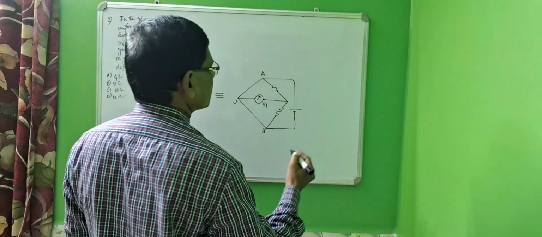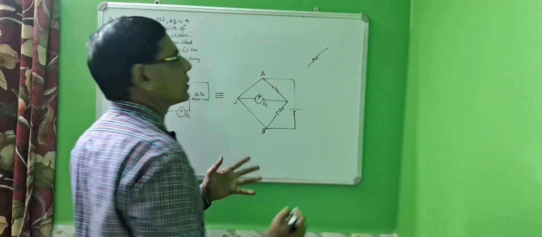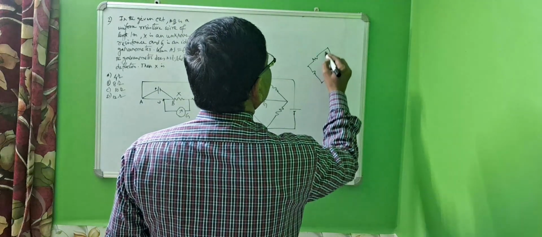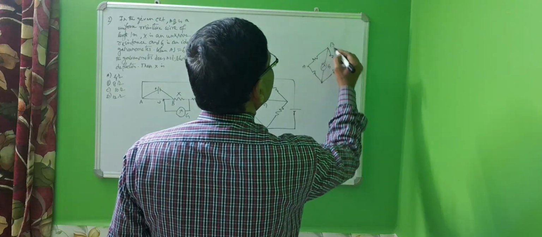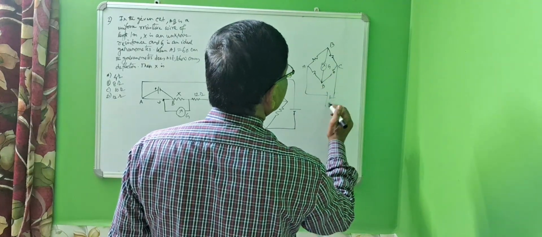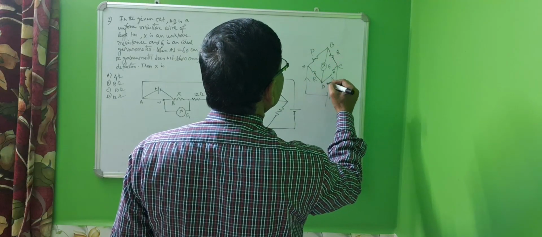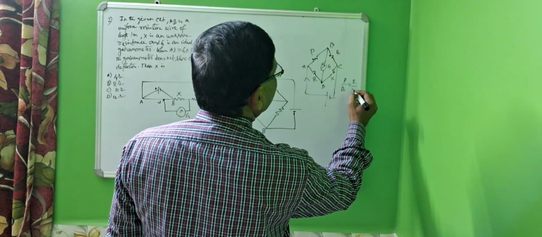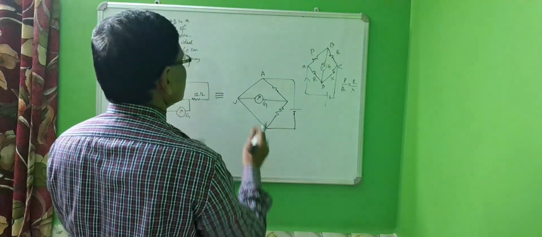So applying the Wheatstone bridge principle, what is the Wheatstone bridge principle? Let us lay down this principle. Suppose A, B, C, D. If this is P, this is Q, this is R and this is X, then we can write P by Q equals R by X, where the galvanometer current is nil. Here also the G current is nil.